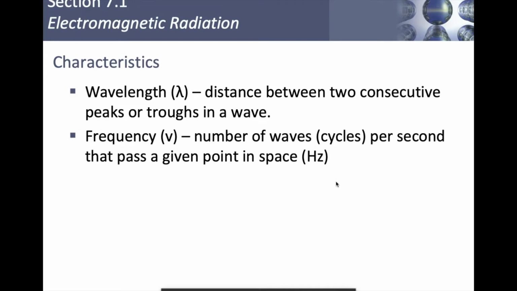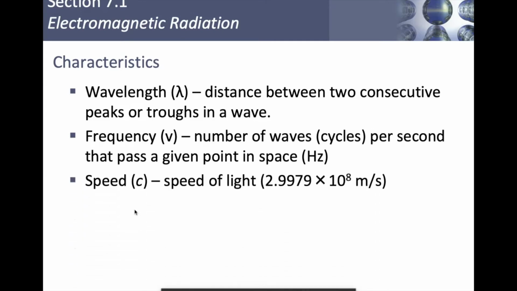They're equivalent to each other, okay? And so frequency is literally how frequently, how many waves are passing a point in a given second. What about speed? So speed is abbreviated as the letter C.